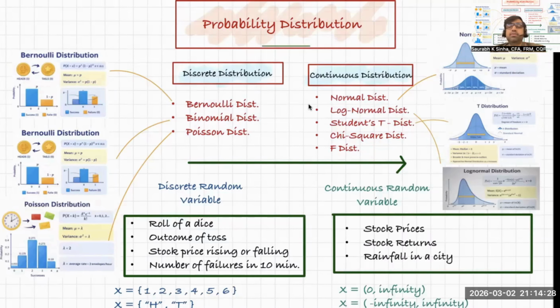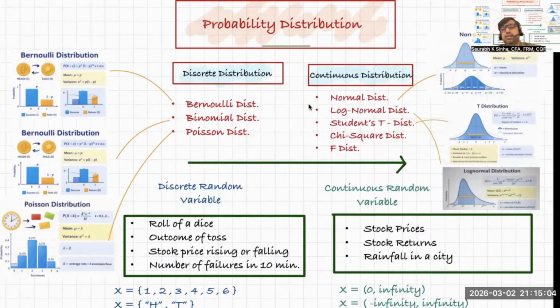Today we are going to discuss a very important topic, that is probability distribution. From here onwards, the journey will be very exciting and challenging because you're entering into probability distribution. It is one of the most complex discussions in statistics in CFA or FRM, or you can also say that it is one of the most complex discussions in the whole CFA and FRM curriculum.